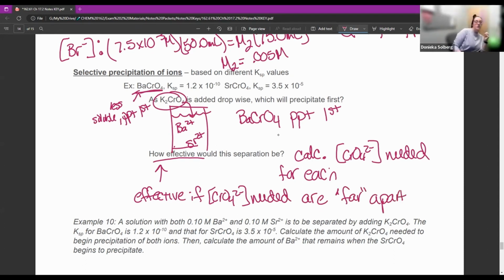Okay, so we're actually going to look at this solution. Example number 10 is this solution. I've got barium and strontium in here, and I want to separate it by adding potassium chromate.